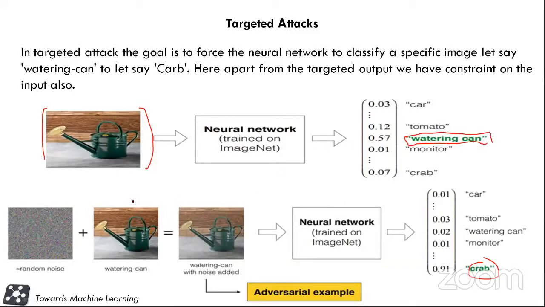But now what I have done in this watering can is add some kind of random noise, and you will get the adversarial example just like it. If you give it to a network, then your network will classify it as a crab, with way more probability as compared to here. It is 0.57 watering can, but here it is classifying it as 0.91, meaning 91% probability that it's a crab, only by adding a certain noise.